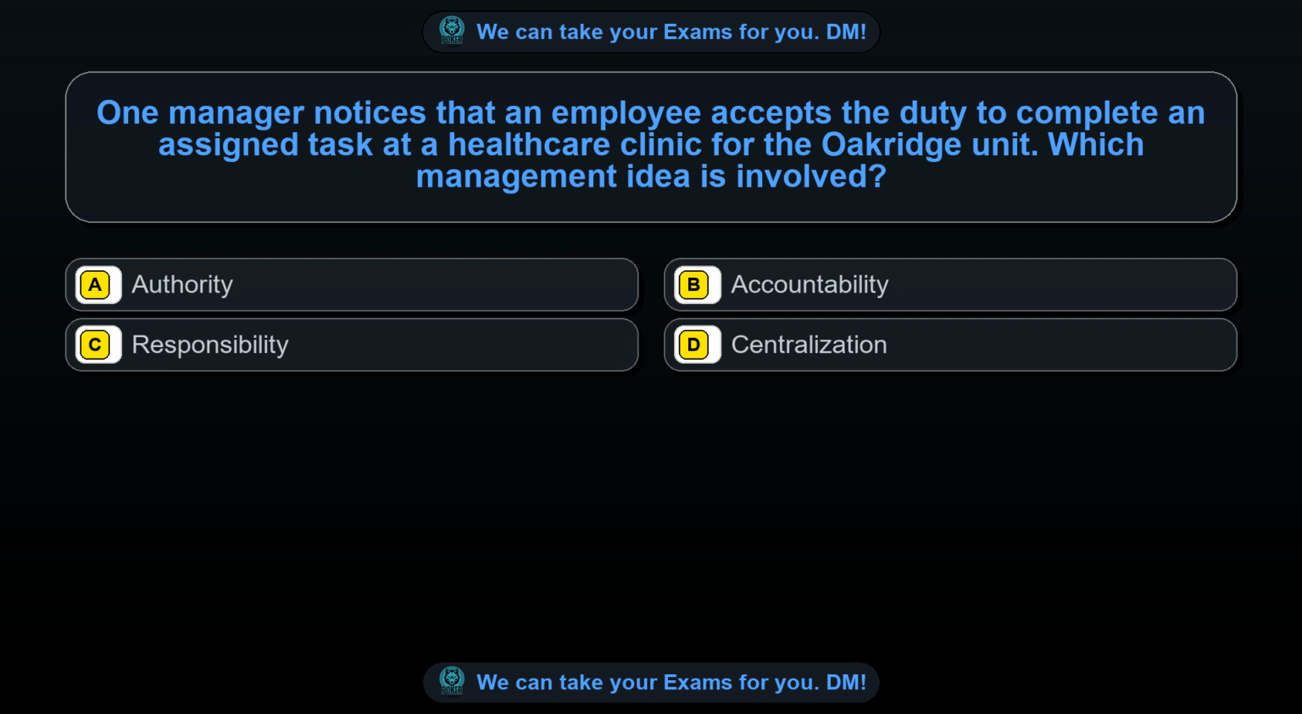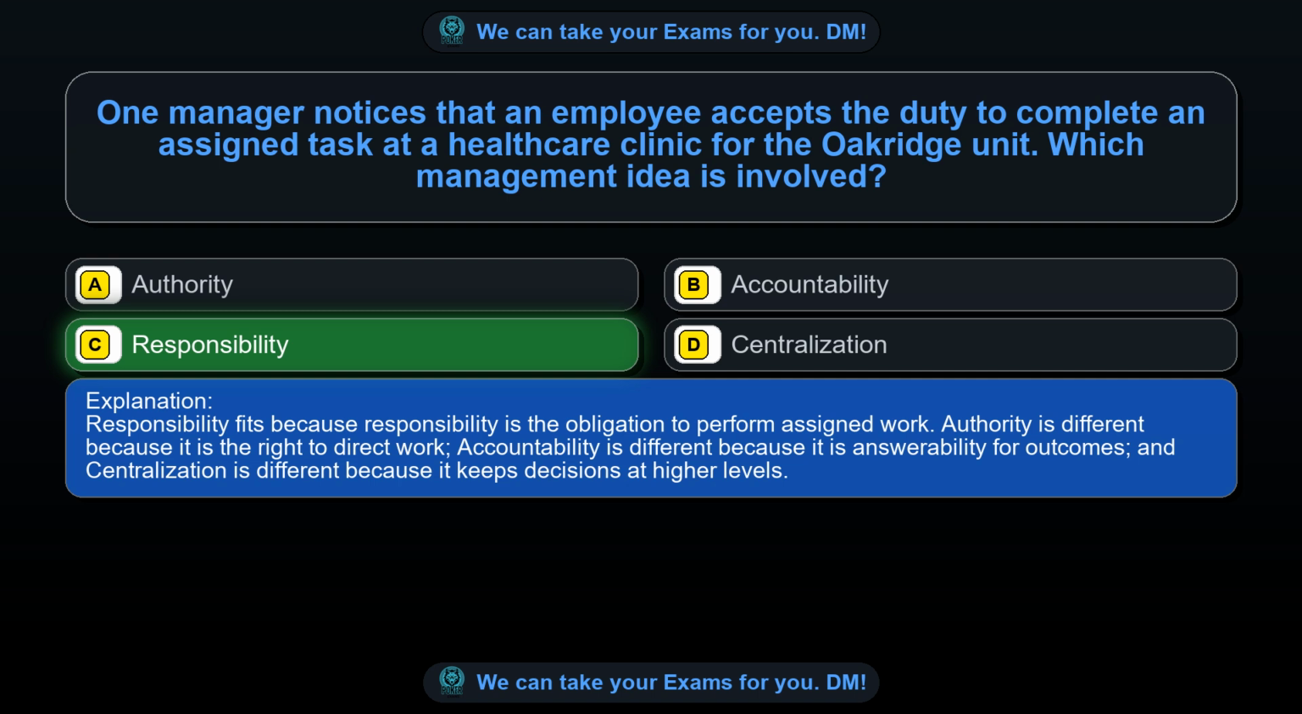Question 59. One manager notices that an employee accepts the duty to complete an assigned task at a healthcare clinic for the Oak Ridge unit. Which management idea is involved? Option A, authority. Option B, accountability. Option C, responsibility. Option D, centralization. The correct answer is option C, responsibility.